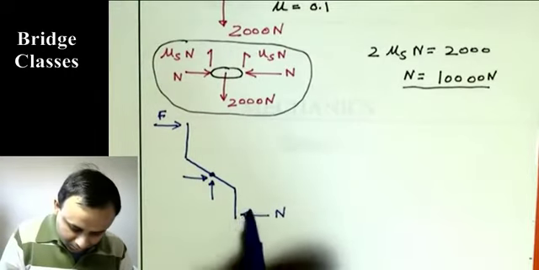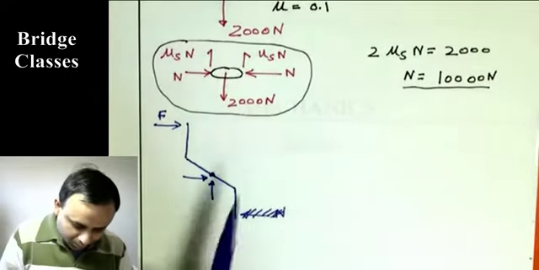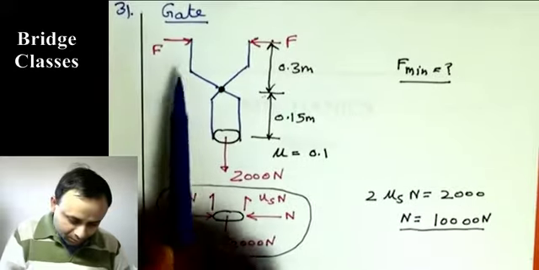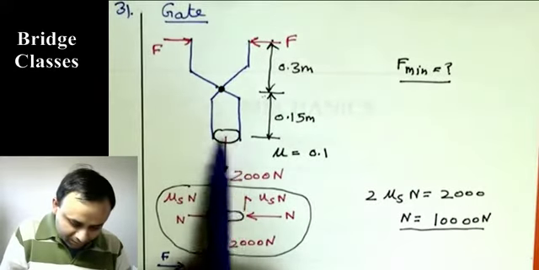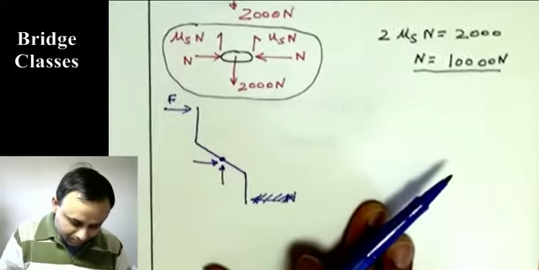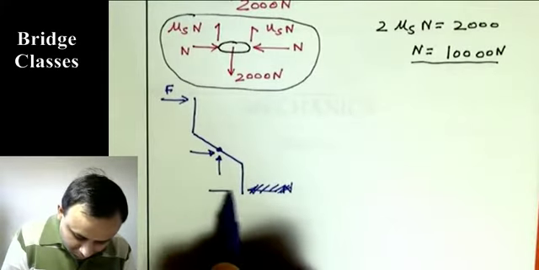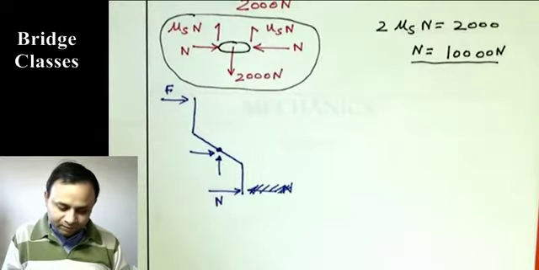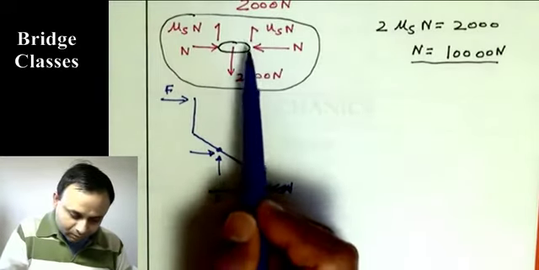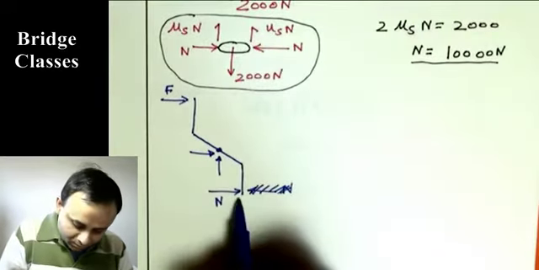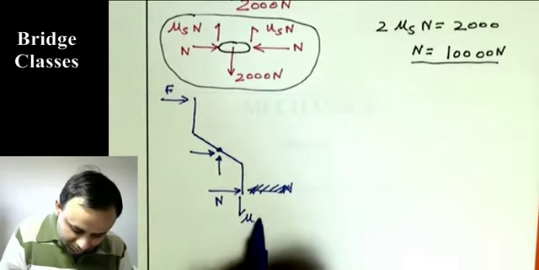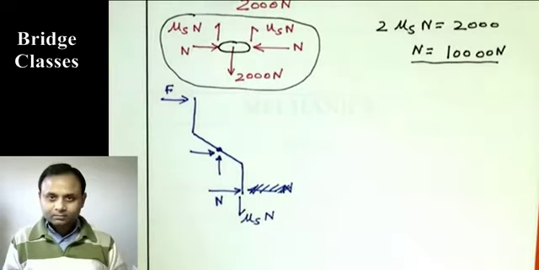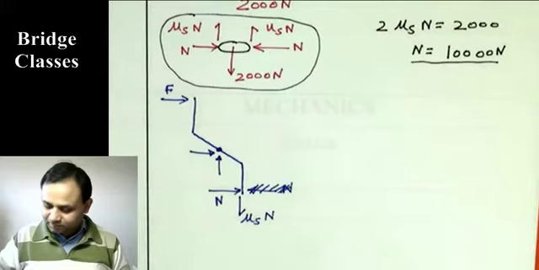Because I'm drawing this side, sorry, N will act like this. So this is N, and then the frictional force. Okay, on this thing it was in the upward direction, on this it will be downward. So this is mu s N. Okay, so that is the free body diagram of this.